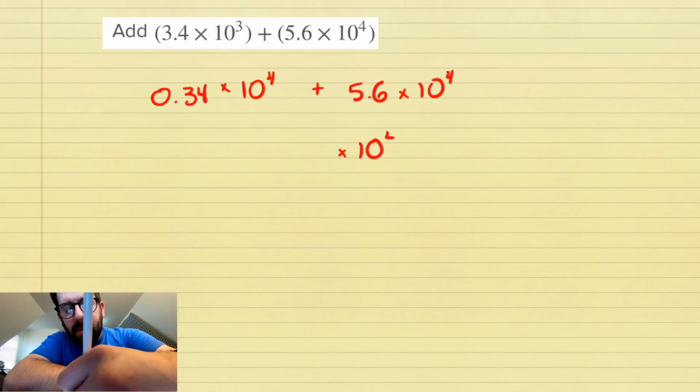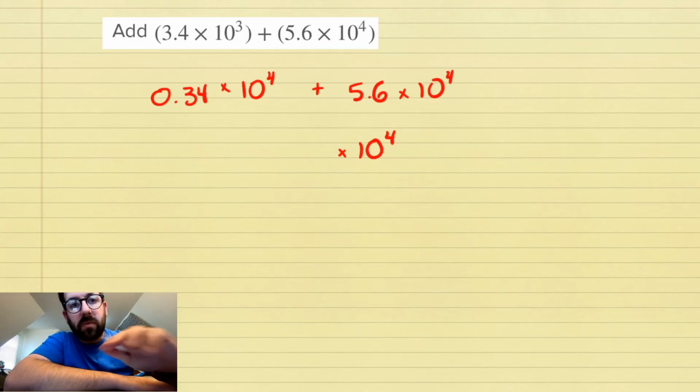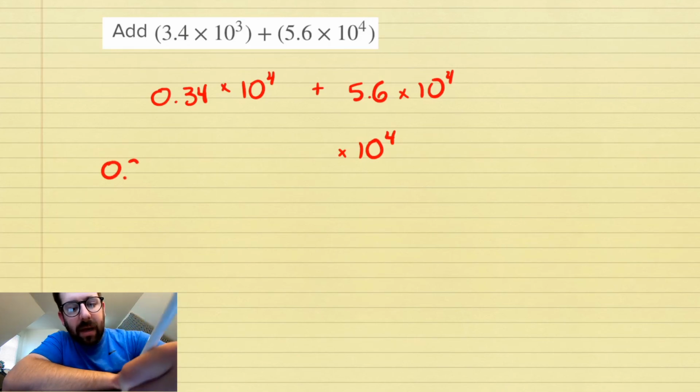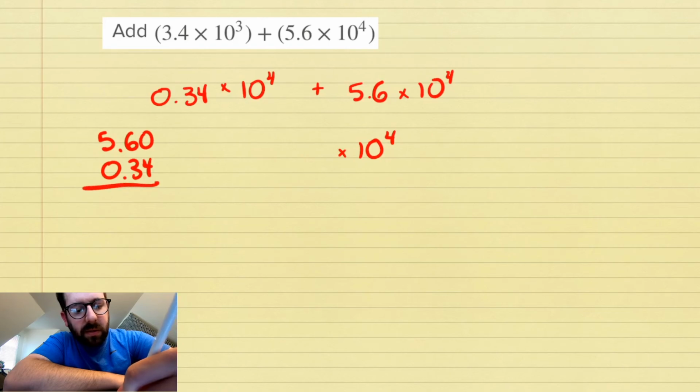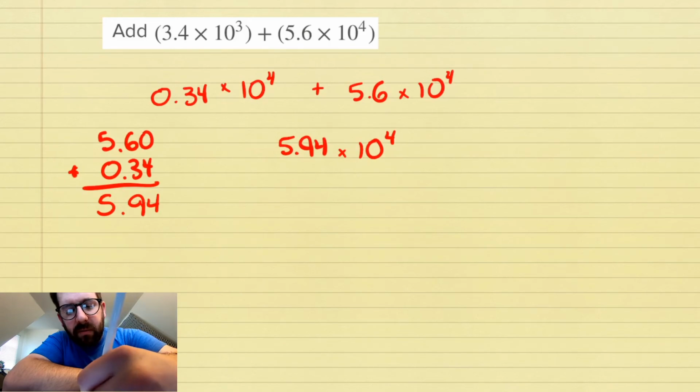So when we add, remember, the powers of 10 will not change, or when you subtract them, the powers of 10 will stay the same as long as they're the same power. And we're just going to add 0.34, and we're going to add it to 5.6. You have to line up decimals and you add, or subtract. Oh, that's a really bad plus sign. Adding straight down, that's a 4, that's a 9, that's a point, and that's a 5, so it's 5.94.